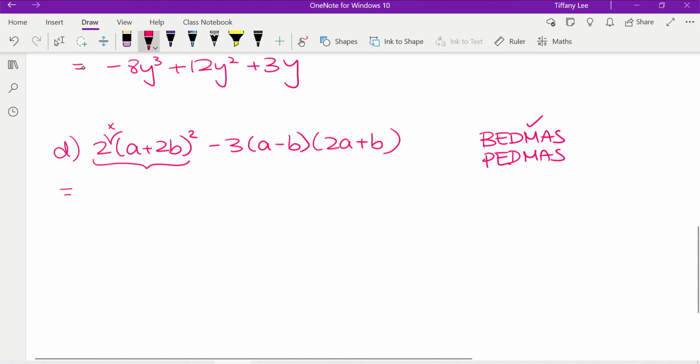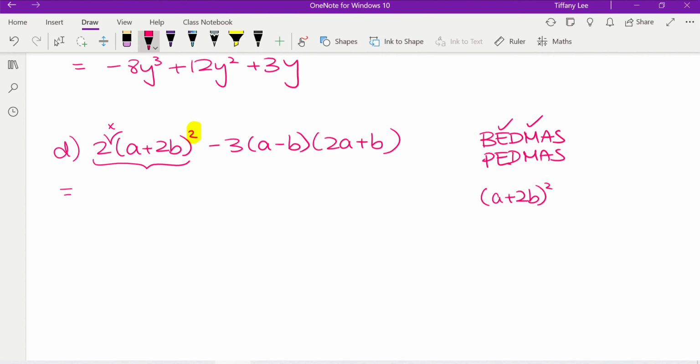So here we have exponents as well, this power of 2. According to order of operations, BEDMAS or PEDMAS, we have to do our exponents first. So we need to focus on (a + 2b) squared. You can rewrite this as (a + 2b) times (a + 2b), right? That's the same thing. And now let's expand this and simplify it.